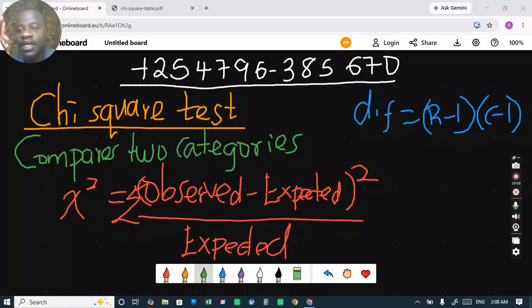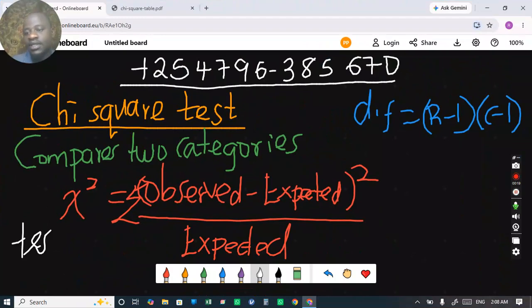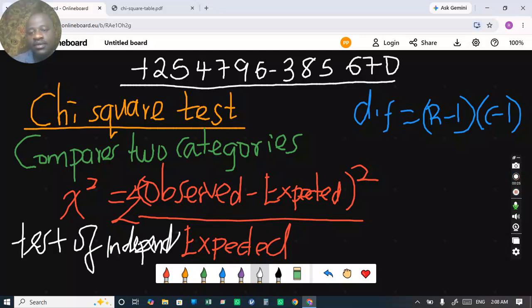Chi-square test normally compares two categoricals. It is normally used to test independence, so we can identify whether two categorical variables are related or are just independent.